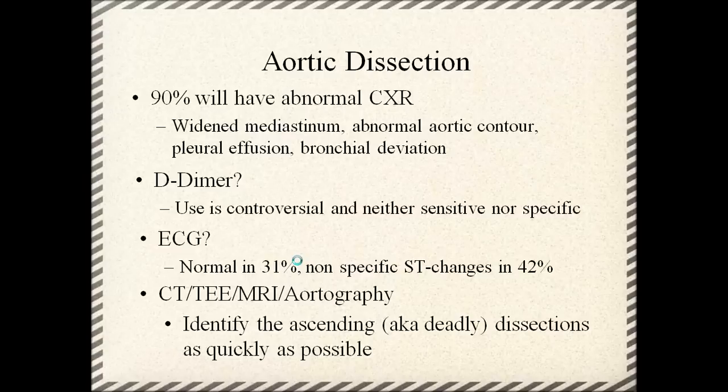A D-dimer test is controversial and neither sensitive nor specific. ECG is normal in 31% of cases, and non-specific changes are the most common finding. Imaging is the most critical test here, and you need to do it as quickly as possible once you suspect the diagnosis.